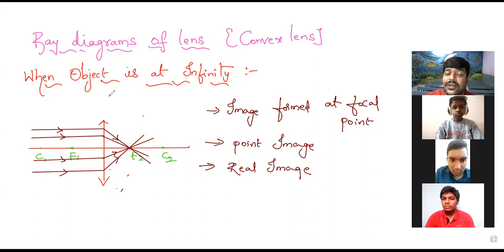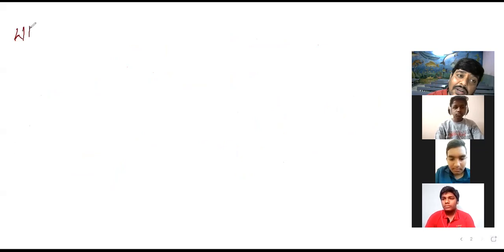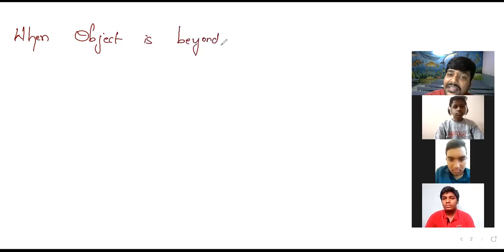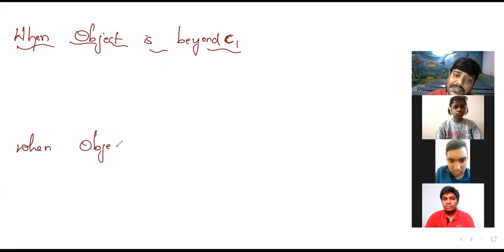And the next one is when the object is beyond C. When the object is beyond C1, we need to find out the image. Where is the image? Let us assume C1. The next case, when the object is on C1, I'm writing here only.